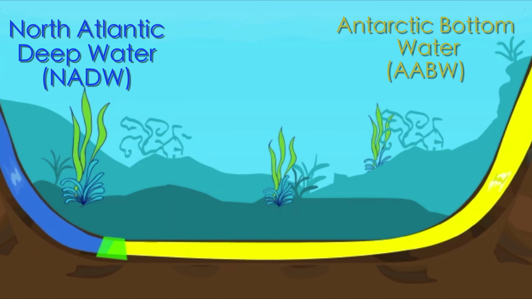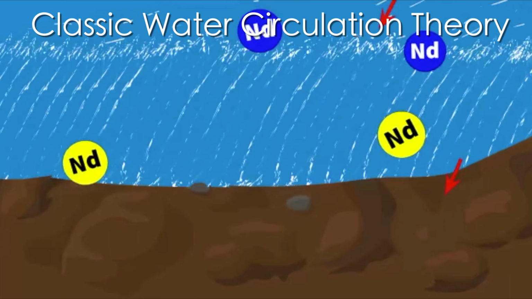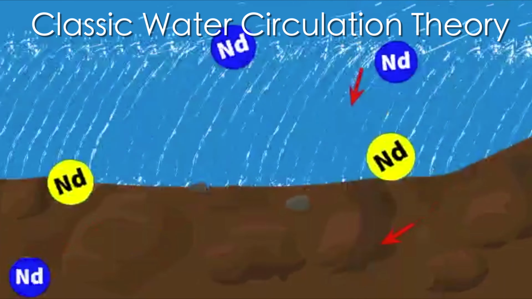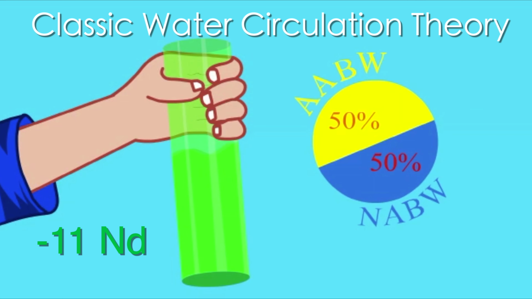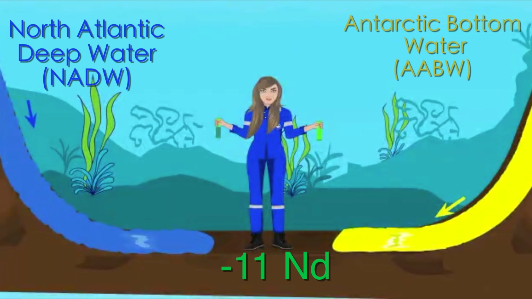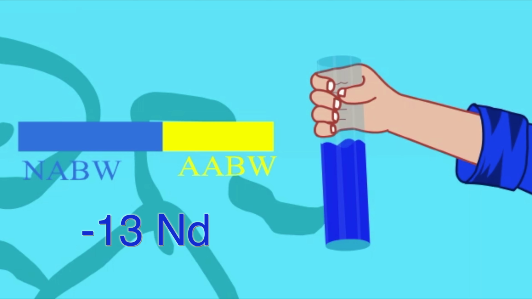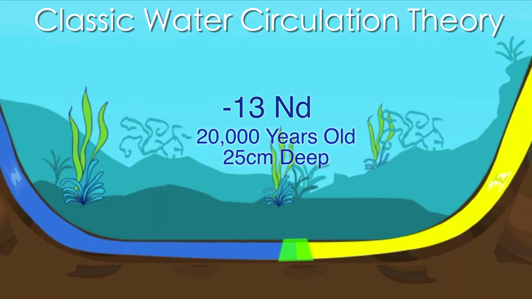While these water masses are going back and forth, the ocean floor passively receives ND markers reflecting the water's state at that time. The water I measured at the sea floor is a mix of 50% AABW and 50% NADW. This shows us the deep water circulation is currently equally strong from north to south, while the older sample, 25 centimeters deep in the sediment, shows a much stronger ND signal, telling us the circulation from the north was strong 20,000 years ago. That's the classic theory.